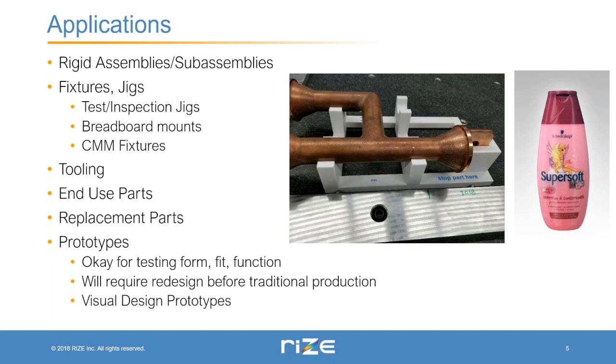So that's something like this shampoo bottle shown on the right here, which has about 3 components: the main light pink bottle, then the darker purple cap at the top, and the connection between the two, the nozzle at the top. So printing this in one piece is a lot more appropriate for testing the form and fit of the bottle than if you were to print 3 separate components and combine them.